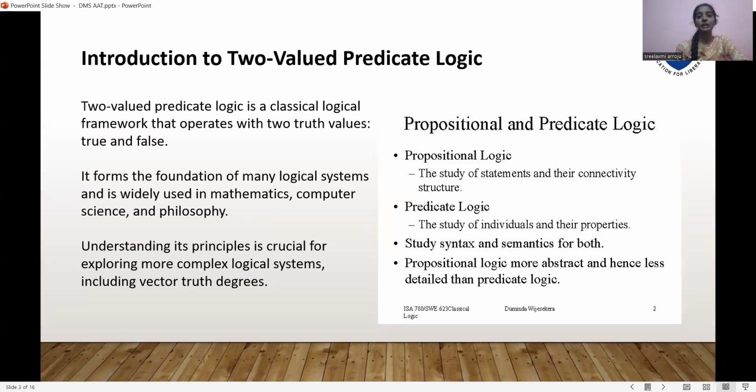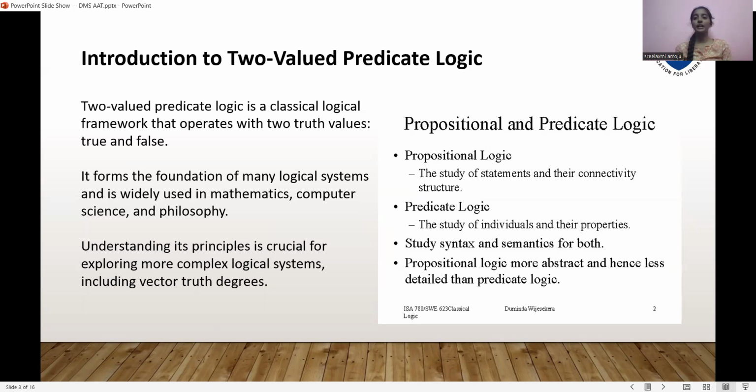Introduction to two-valued predicate logic. Two-valued predicate logic is a classical logical framework that operates with two truth values, true and false. It forms the foundation of many logical systems and is widely used in mathematics, computer science, and philosophy. Understanding its principles is crucial for exploring more complex logical systems, including vector truth degrees.